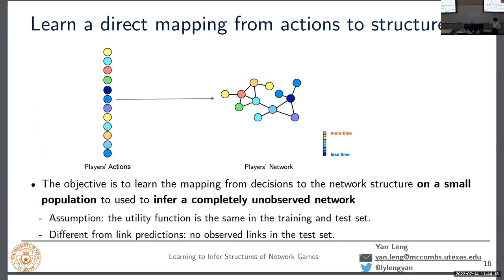Okay, so that gives a background of what motivates our study. Our goal is to learn this mapping directly from decisions to network structure on a small population, and then use it on a completely unobserved network with actions observed. The assumption here is that the utility function is the same for individuals in our training set and individuals in our test set. This is different from the inductive link prediction that Michael presented, because in the test set we don't observe any of the network connections.